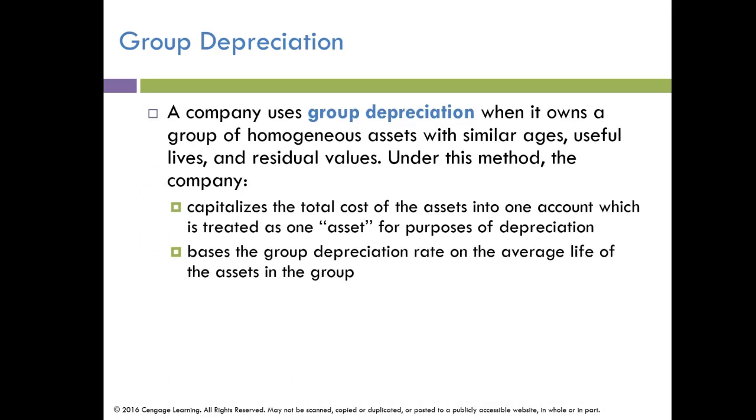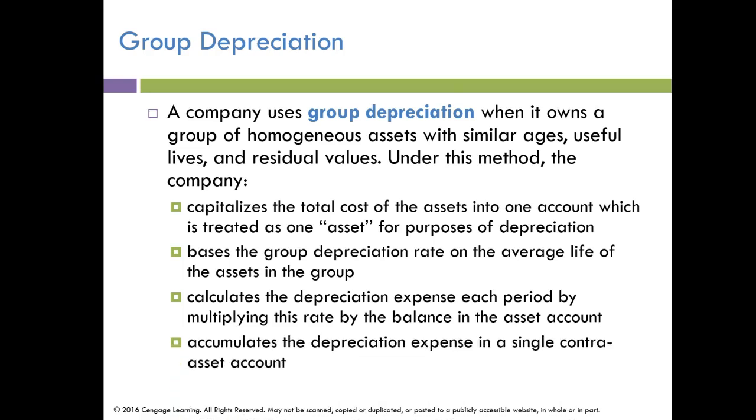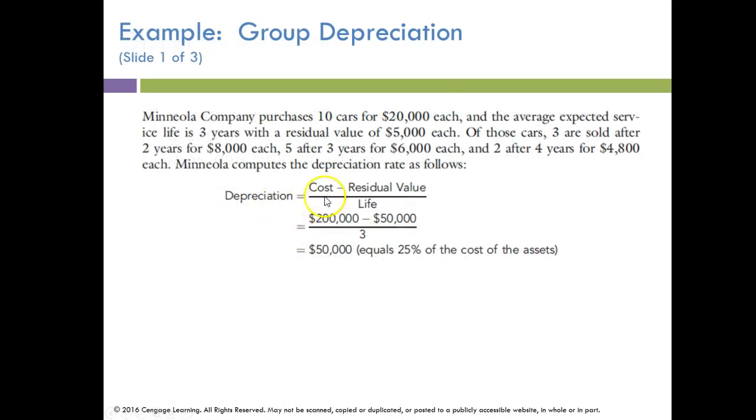So for the group depreciation, we're going to treat this entire asset class as though it were one for purposes of calculating our depreciation. And so we've got our cost of this group of assets, laptops, or in this case, we've got cars, and we're going to subtract the residual value of these cars and divide by their useful life. And so that's going to give us $50,000, and it is going to equal 25% of the cost of the assets.